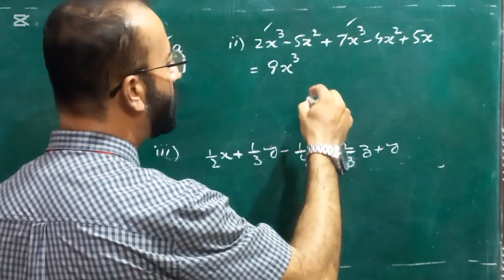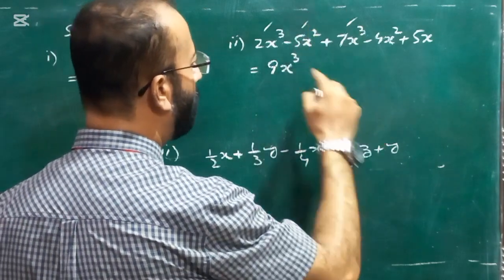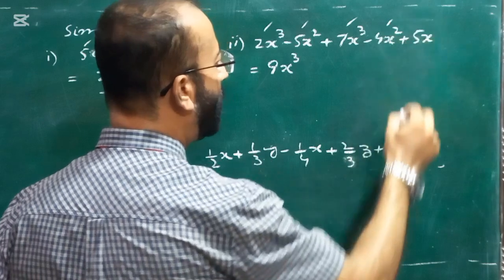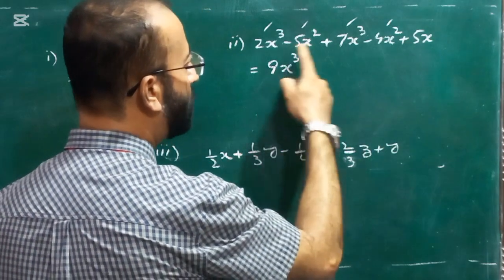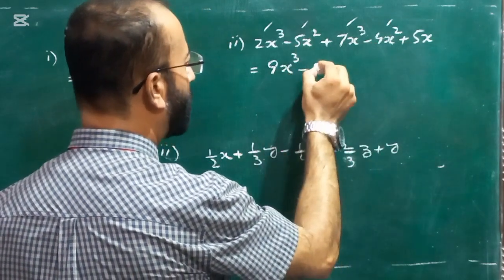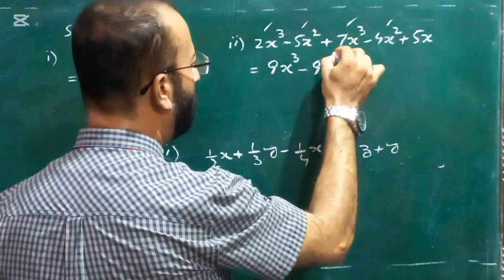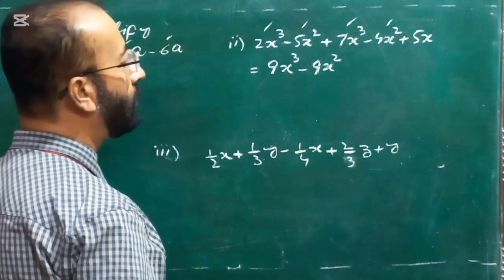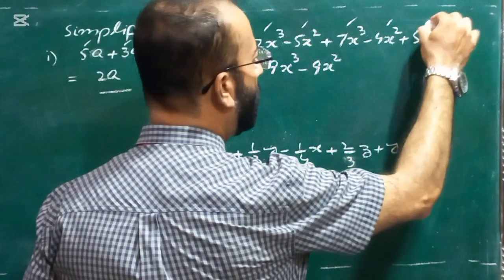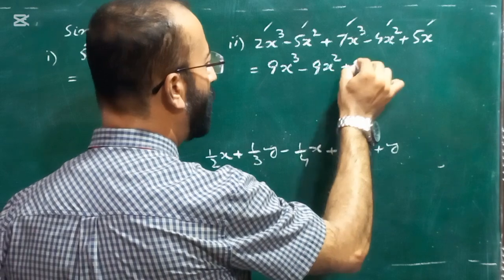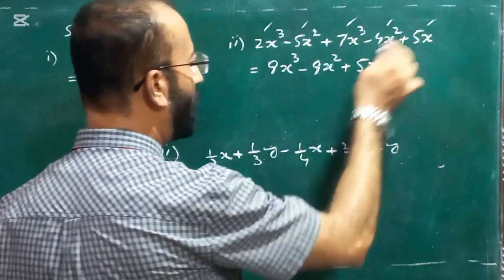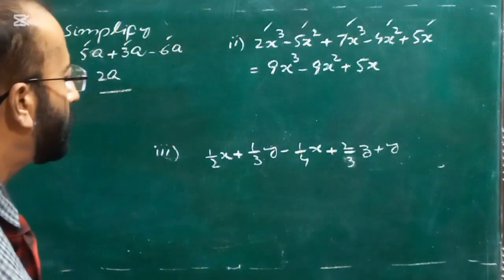Now x square values will be solved. So 5x square minus 4x square. So minus 5 minus 4 will be minus 9, and x square will be placed with it. And finally, this is the only one value, so it will remain as it is. So it will come down as it is.